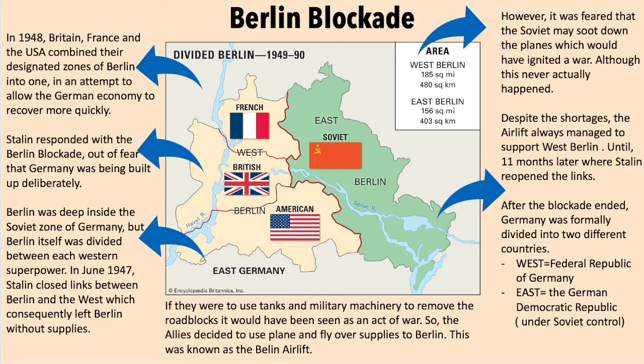However, it was feared that the Soviets may shoot down the planes, which would have ignited a war, although this never actually happened. Despite the shortages, the airlift managed to support West Berlin, until 11 months later when Stalin reopened the links. After the blockade ended, Germany was formally divided into two countries, the West, the Federal Republic of Germany, and the East, the German Democratic Republic, under Soviet control.